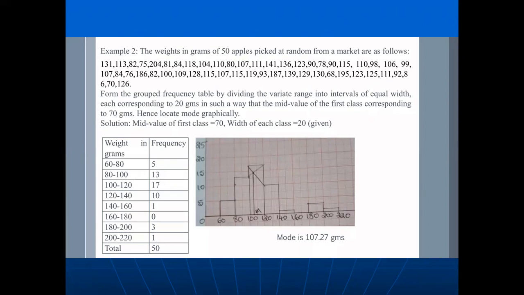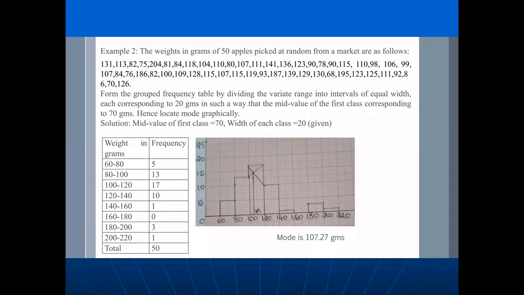So here this is a problem where individual numbers are given, which are grouped together to get the class interval. It is given here from the group data table, by dividing the variate range into intervals of equal width, each corresponding to 20 grams, in such a way that the middle value of the first class interval corresponds to 70. That means if I take each of these values, I get the middle point as 70, and that criteria should be taken for constructing the class interval.